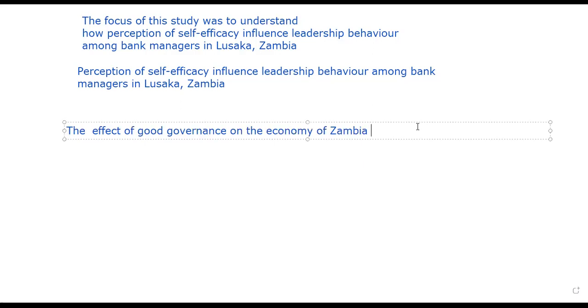But you may be asked, what is the main objective of this? And like I just said, it's simple grammar, or English really. Just say assessing. Assessing the what? Assessing the effect of good governance on the economy of Zambia, and you continue like that. And that's all. So you don't have to think much about this. Just know if the title is this, the objective is this.